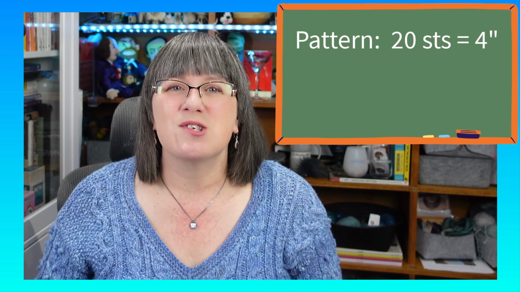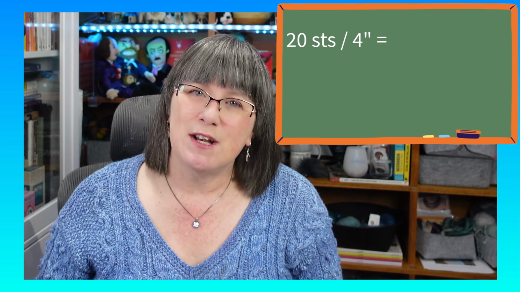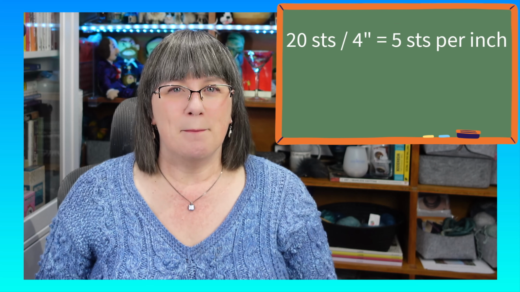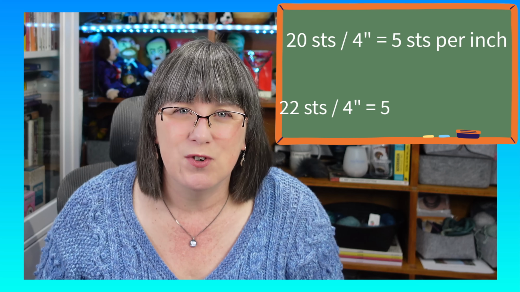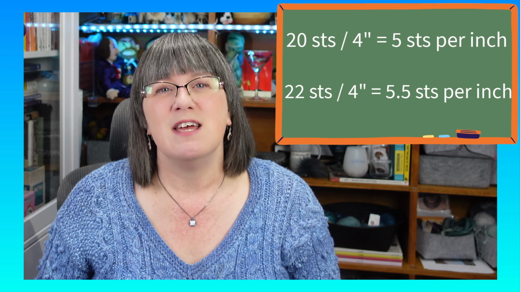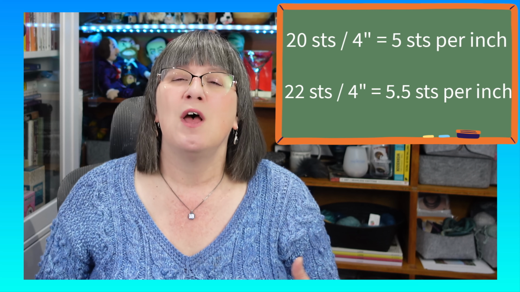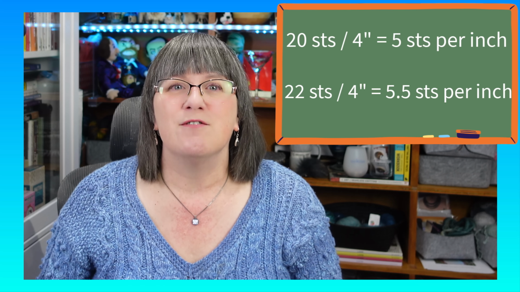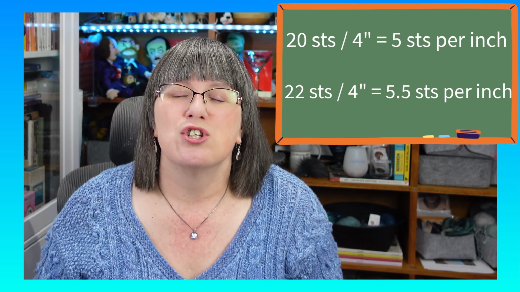Pattern gauge is 20 stitches to 4 inches. 20 divided by 4 is 5 stitches per inch. My personal gauge is 22 stitches to 4 inches. 22 divided by 4 is 5.5 stitches per inch. I have more stitches per inch than the pattern gauge. If I knit the pattern at this gauge, the sweater will be too small.